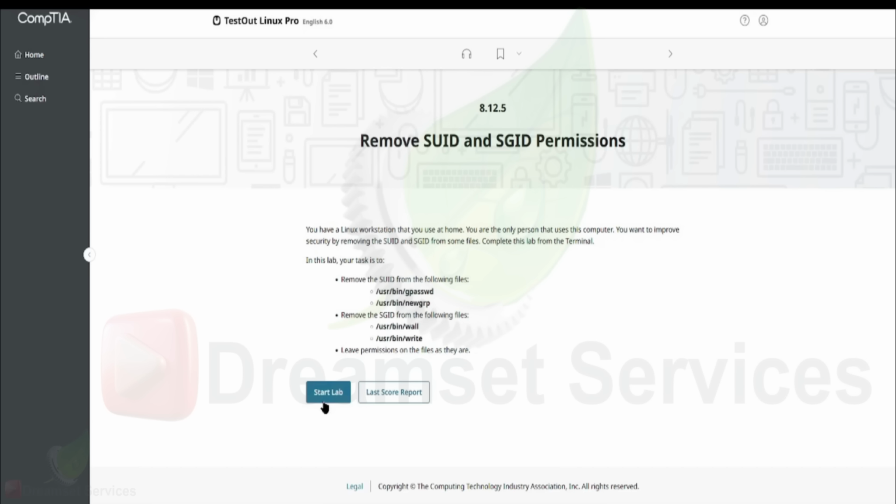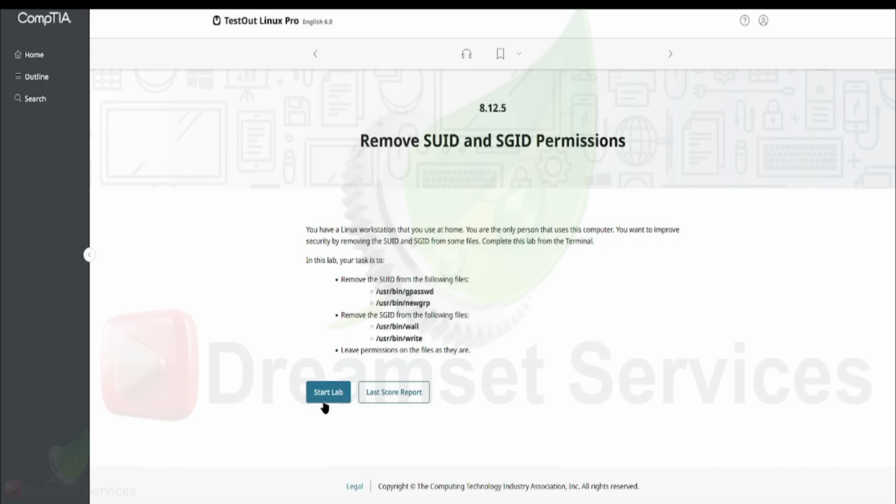This is lab 8.12.5 and we are going to remove SUID and SGID permissions. So you have a Linux workstation that you use at home. You are the only person that uses this computer. So you want to improve security by removing the SUID and SGID from some files. Complete this lab from the terminal.